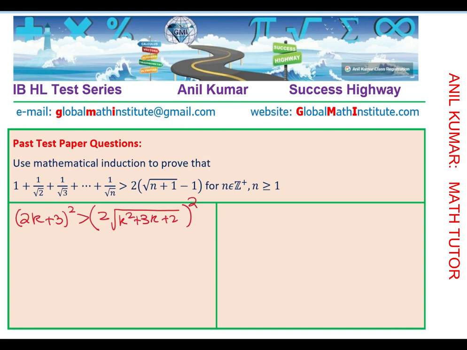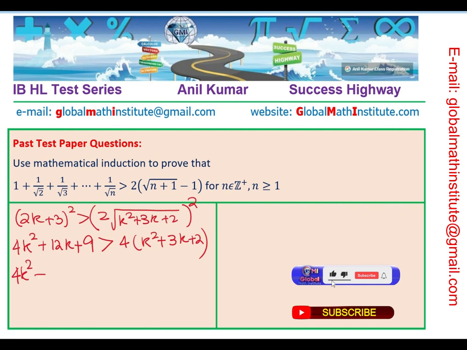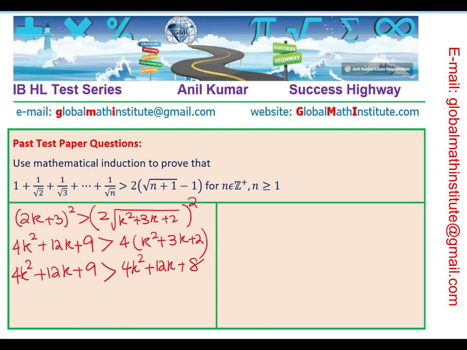Right, let's square them. So if you square them, you get 4k square plus 2ab, means 4 times 3, 12k, right? Plus 9 greater than 4 times k square plus 3k plus 2, correct? So we have 4k square plus 12k plus 9 greater than, open the bracket, 4k square plus 12k plus 8. Do you see the difference? So this 9 is greater than 8, and therefore proved that it is true for n equals k plus 1. Do you see that? Therefore, we have shown that this inequality is true, right?